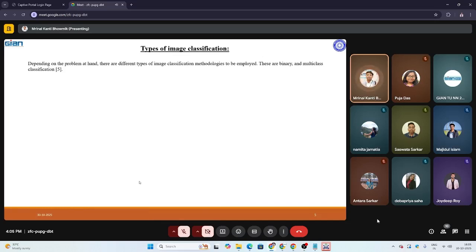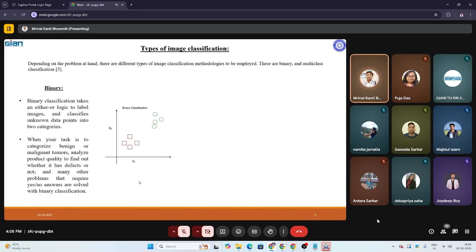Depending on the problem at hand, there are different types of image classification methodologies that need to be employed. The datasets I have taken are the AGMC2 dataset and the high-level dataset, which I mentioned in the contents part. These are generally a binary classification dataset and a multi-class classification dataset. What is binary classification generally? Binary classification takes either logic or two-level images and classifies unknown data points into two categories. For example, when our task is to categorize benign and malignant tumors, or analyze product quality to find out whether it has defects or not, and many other problems that require yes or no answers are solved with binary classification.